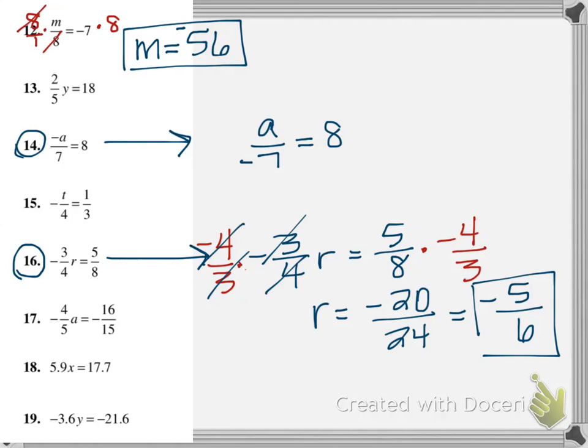So now it's a divided by negative 7. So let's multiply by negative 7 over 1. Multiply by negative 7. So negative times negative is a positive, so I have just plain old a on the left. And 8 times negative 7, negative 56 on the right.